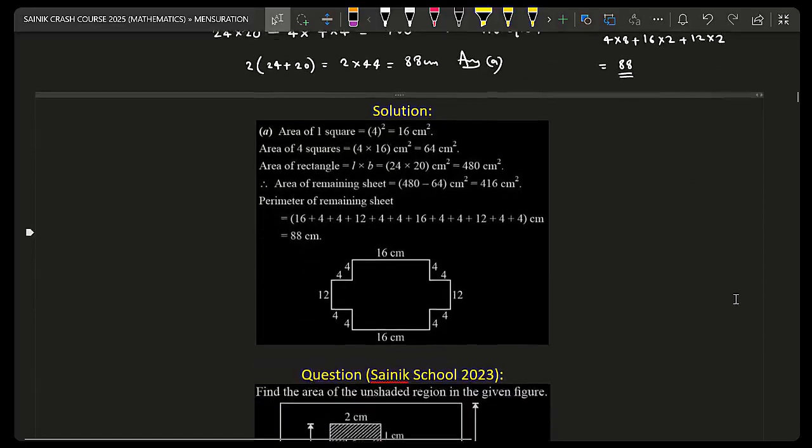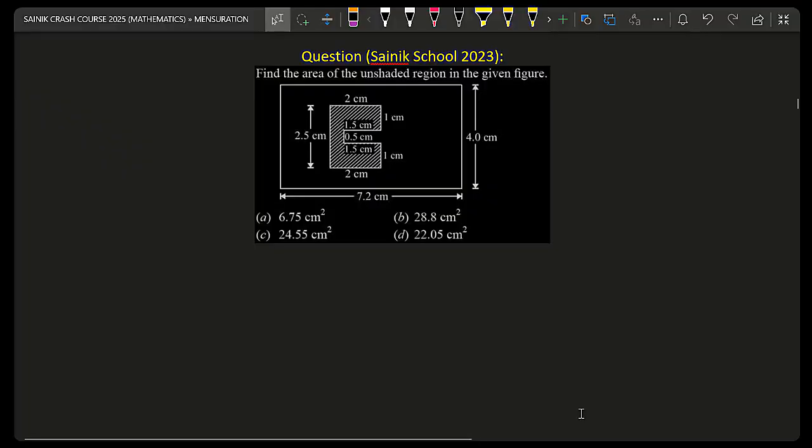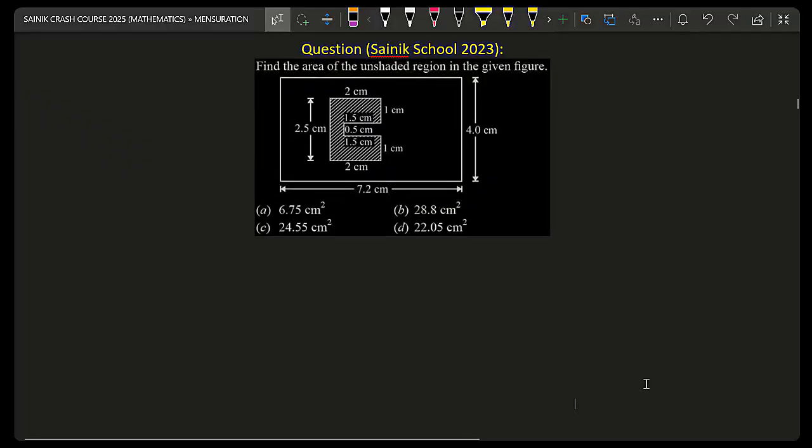Okay, we'll move to the next question. This question came in the 2023 exam. So in the same year you get one more question from mensuration. You can see, find the area of the unshaded region in the given figure. So what is the unshaded region we need to find? You see this 1.5 centimeters, to represent that they use that part as unshaded, but it is still shaded inside the figure. So now you need to find the unshaded region. What is that area you need to find? Okay, so he's going to answer this.